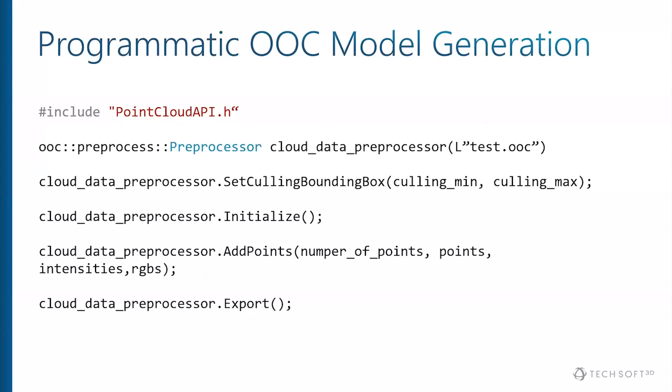For 3DF, just include this additional header file, then create this preprocessor object, by giving it the name of the OOC file. Again, that's a file that's going to live on disk. Then you have to set the culling. You have to pre-process your points and generate the minimum and maximum bounding box of it for culling purposes. That has to be set up before you actually initialize the preprocessor. And then after that initialization you basically just add points.